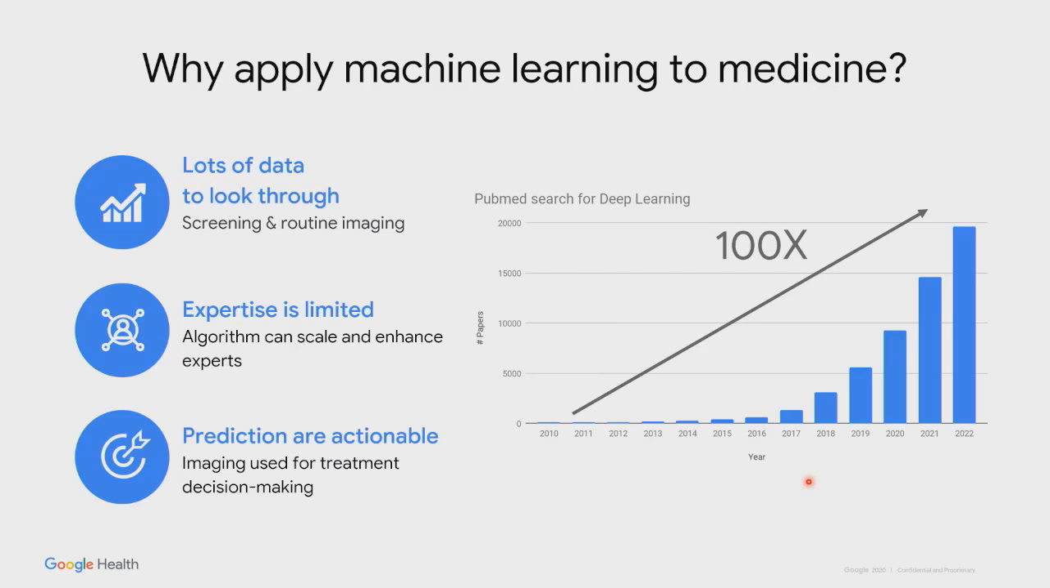So why apply machine learning to healthcare? There's three main ingredients here to make it really attractive. The first is the amount of data that's growing over time. The second is that you can use AI to make some predictions in situations where there is a lack of expertise, and the predictions that you make should lead to some kind of actionable decision. So those are the three main ingredients that make it attractive and useful to apply AI to healthcare.